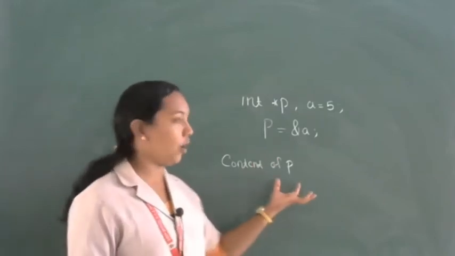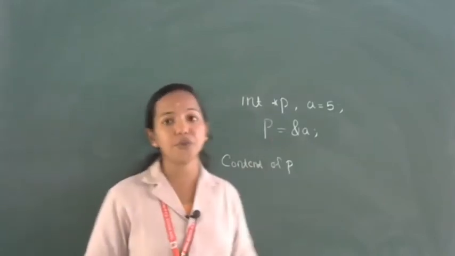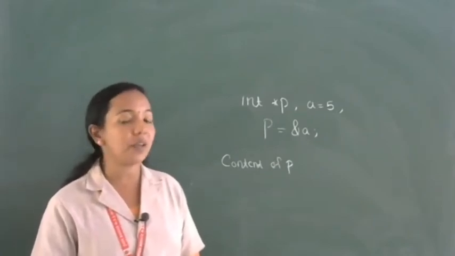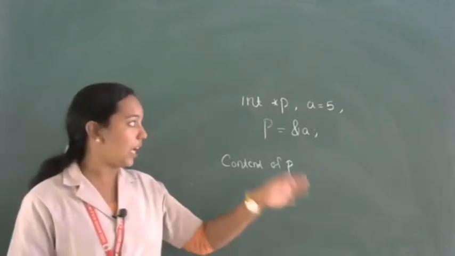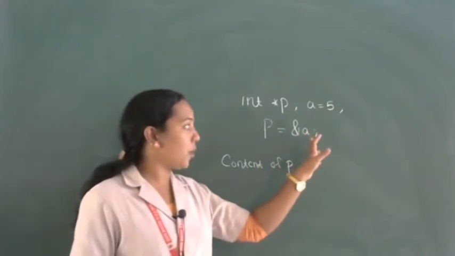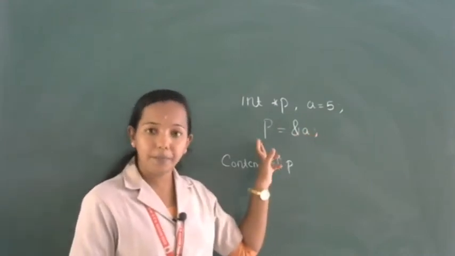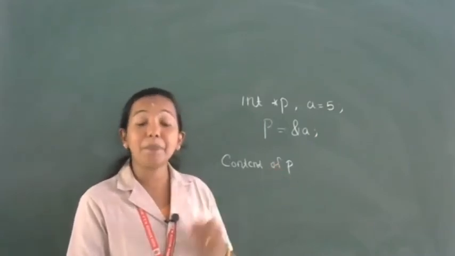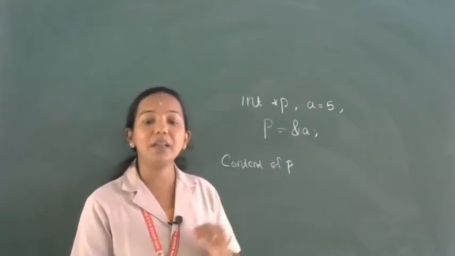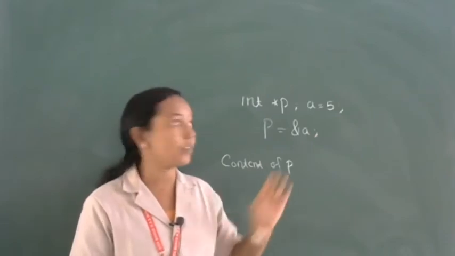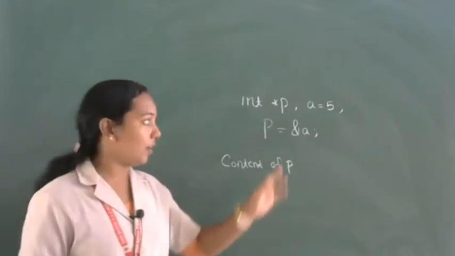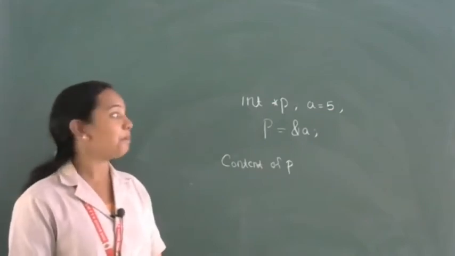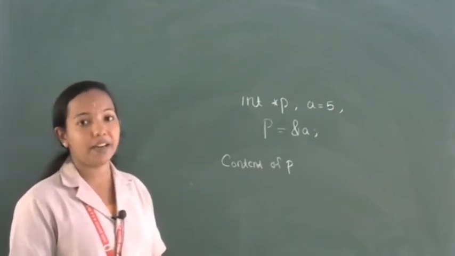So what will be the answer? The content of p after the execution of the second statement. What does the second statement indicate? p = &a. We are assigning the memory address of a to the variable p. So the variable p contains the memory address of variable a, because here we are using the ampersand operator for storing the memory address.